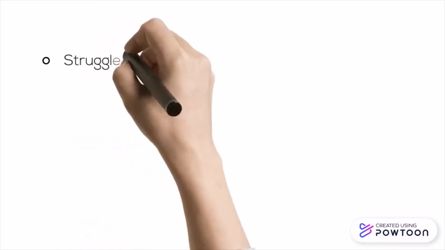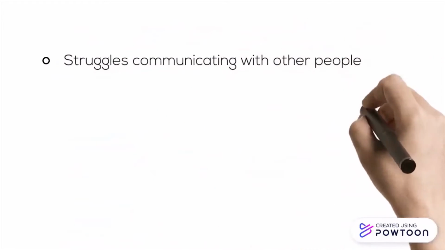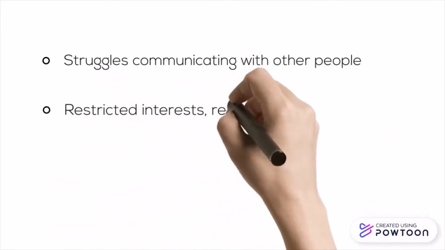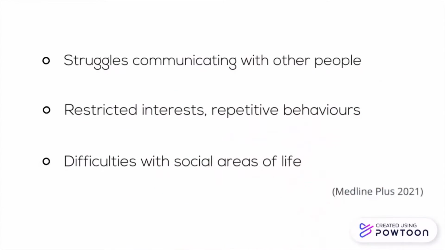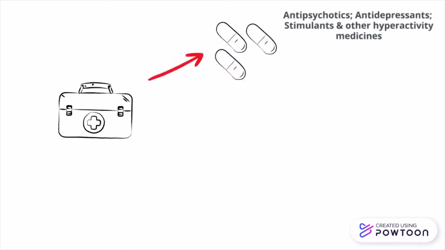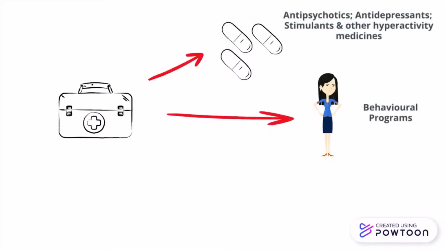Typical characteristics, traits, and behaviors of ASD include difficulty with communication and interaction with other people, restricted interest and repetitive behaviors, and symptoms that hurt the person's ability to function properly in social areas of life. Current treatment options are directed at symptom management through medication, behavioral programs, and educational programs.